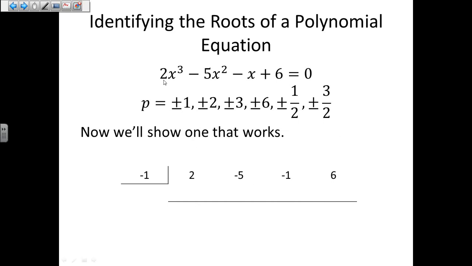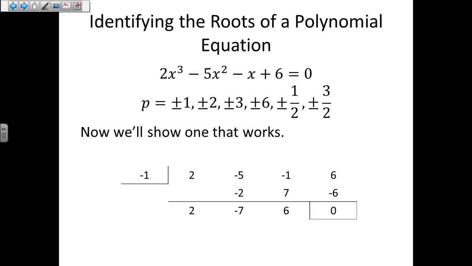Negative 1 will work. If you plug negative 1 into this polynomial, it will equal 0. The way that gets shown in synthetic division is I have a 0 over here for my remainder. Now, why is this better than just plugging in negative 1? You could have plugged in negative 1 and shown that it equals 0 without using synthetic division. Well, I've done more than just show that negative 1 works. I have also factored out x plus 1.